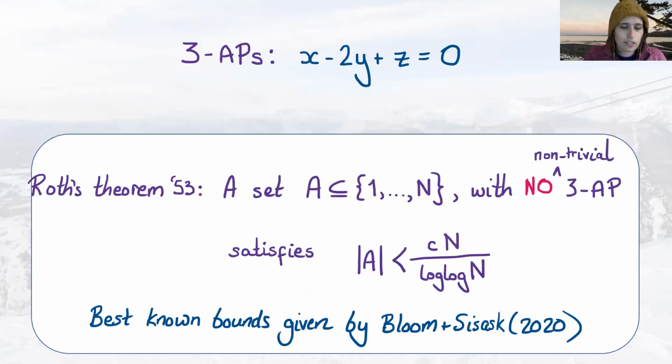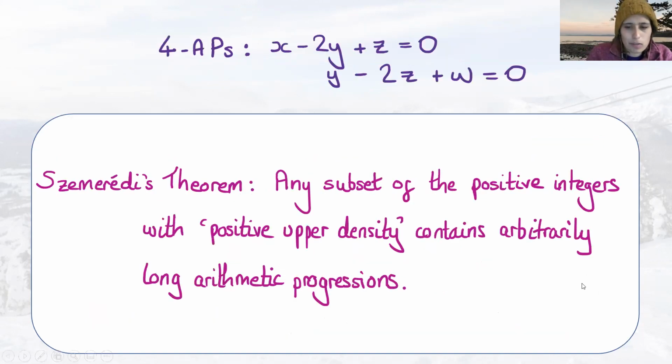Very briefly, again, there are many areas of additive combinatorics which talk about the number of solutions. So for example, Roth's theorem, which is a very famous theorem, again talks about arithmetic progressions, 3-term APs, and says if we have a set with no 3-AP, then it has to be small relative to the size of 1 up to n. The best known bounds on this are given by Bloom and Sisask. And Szemerédi's theorem, which can be thought of as a generalization of Roth's theorem, essentially says the same thing, but for k-term arithmetic progressions.